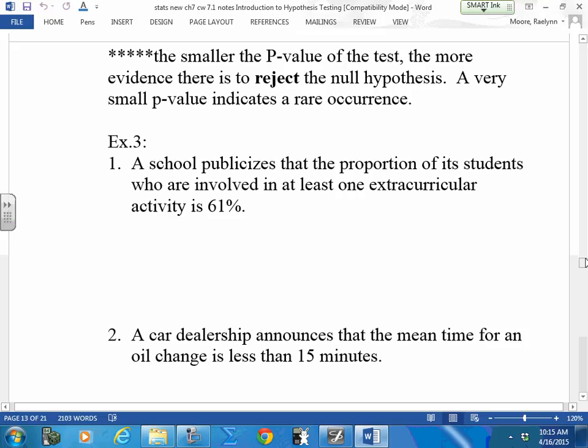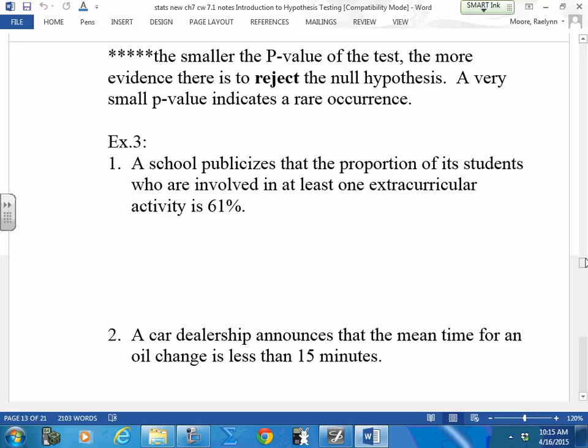We're on example 3. And example 3 says, for each claim, we're going to state the HO and the HA. We don't have to state it in words. We can just set it up. And we're going to sketch to see where we should shade for your p-val. Okay, and this we've been doing all along. I made sure that you understood this from the beginning. I didn't want to get to this point and then step back and do that all over again. So we're pretty good with this part.